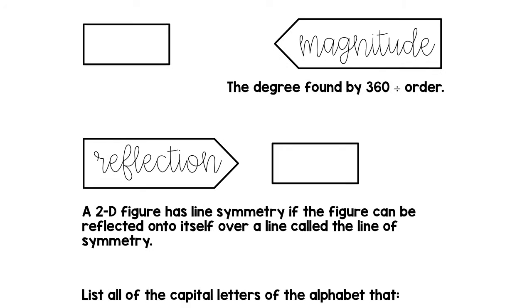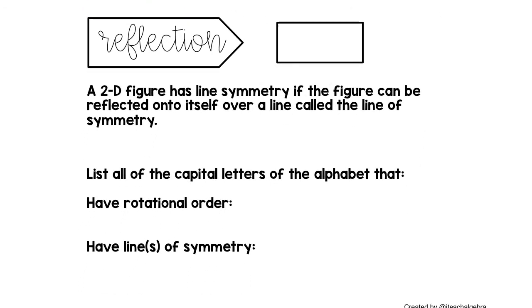Now the magnitude, the degree, is found by 360 degrees divided by the order. So for this rectangle that we just saw above, that's 360 divided by 2. So the magnitude is 180. Okay, so far so good.